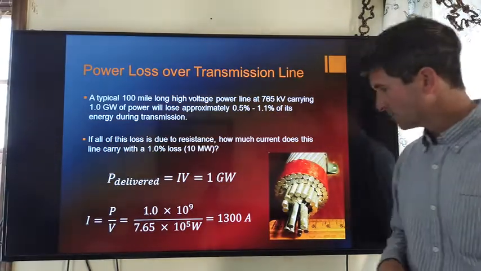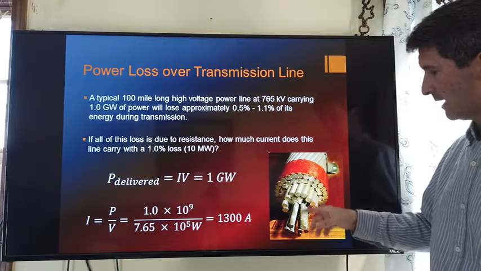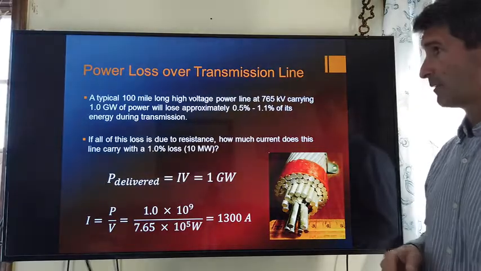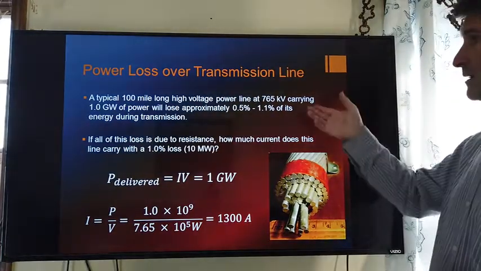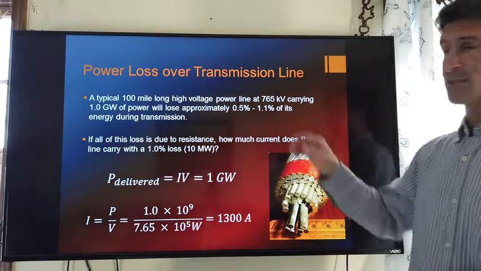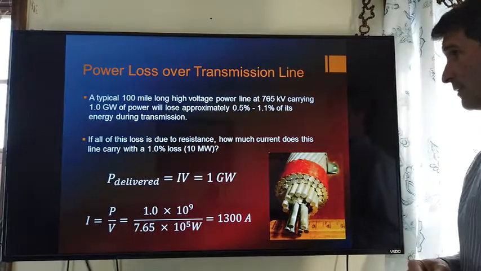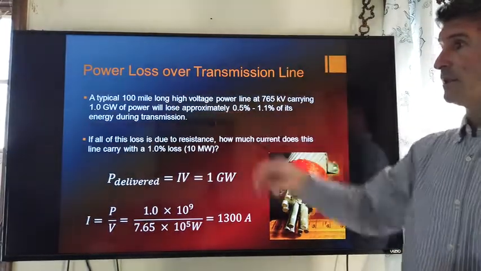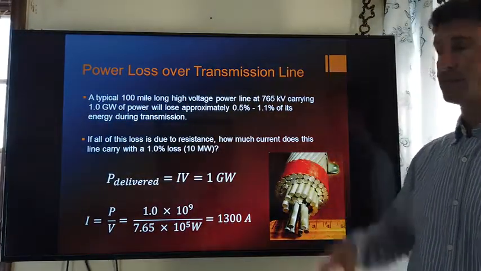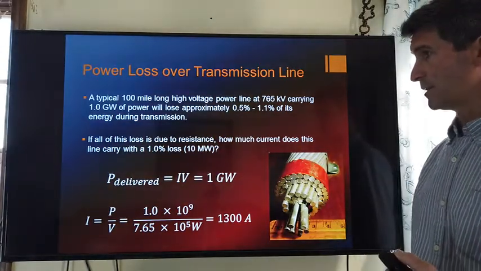And here, in fact, is one of those power transmission cables. Again, you can see it's been cut into a few different layers. It's made out of aluminum. It can be rather thick. Again, this is a typical 100-mile long high voltage power line. It's going to carry the voltage at almost a megavolt, 765 kilovolts, and delivering 1 gigawatt of power to the customers. It'll lose 0.5% to at most 1% of its energy during transmission.